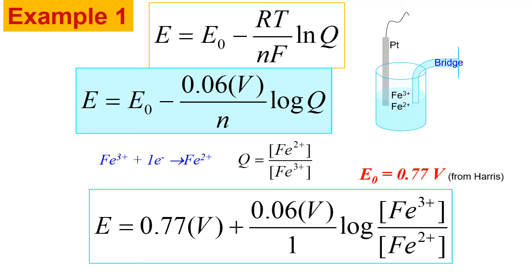Now E0 is known from a reference book. In our case we can take it from Harris. It's 0.77 volts. So our Nernst equation for this system would be E equals 0.77 volts plus 0.06 volts multiplied by log of the ratio of concentrations of Fe3+ divided by concentration of Fe2+.